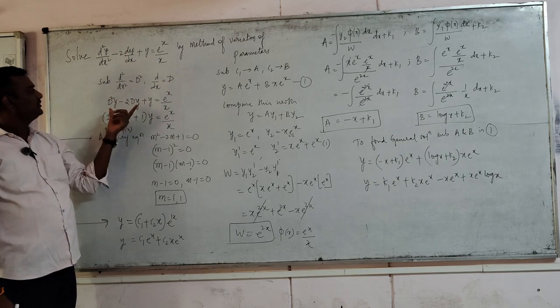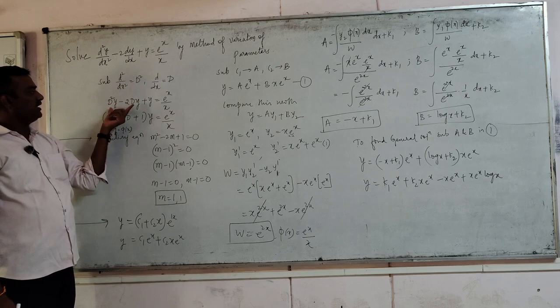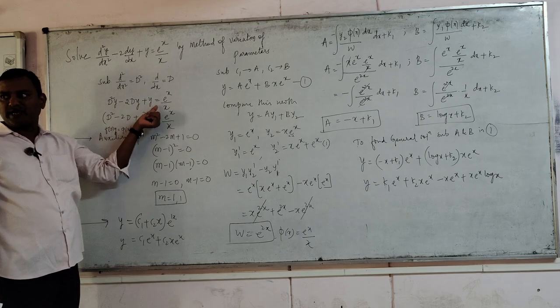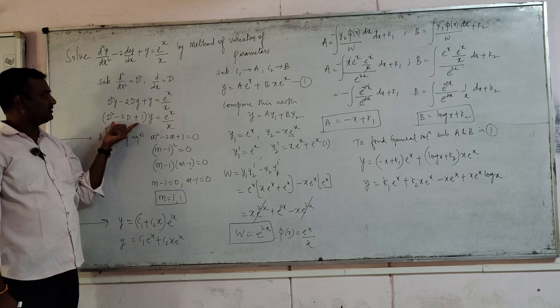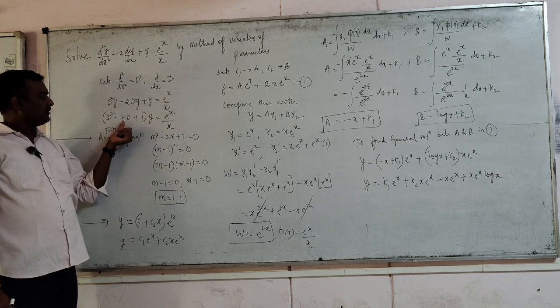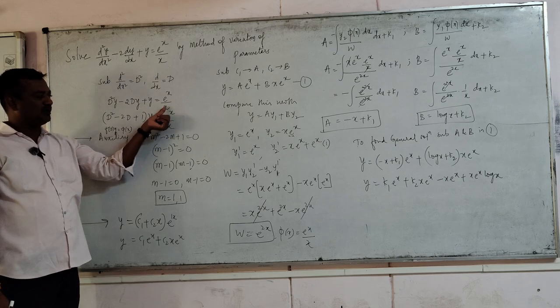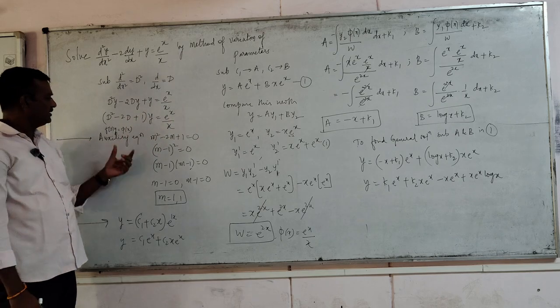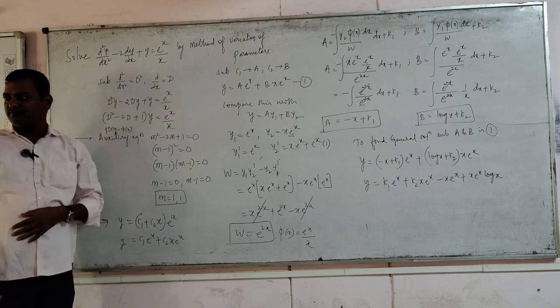Then the above equation becomes D square y minus 2Dy plus y is equal to e raised to x by x. Taking y common on the left side, (D square minus 2D plus 1) y is equal to e raised to x by x. So now it is in standard form.